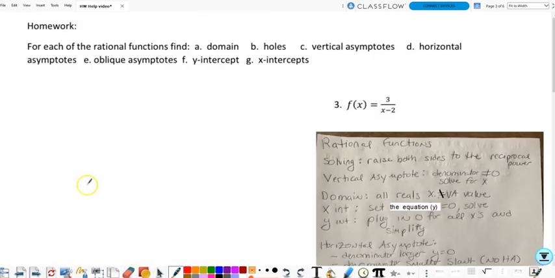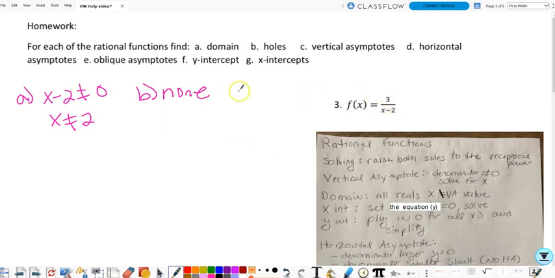All right, number 3. Domain. When the denominator can't equal 0, x cannot be 2. There's nothing to factor. That's nice for this one. B, no holes, nothing simplifies from there. Nothing factors, nothing cancels. C, the vertical asymptote is the line x equals 2.